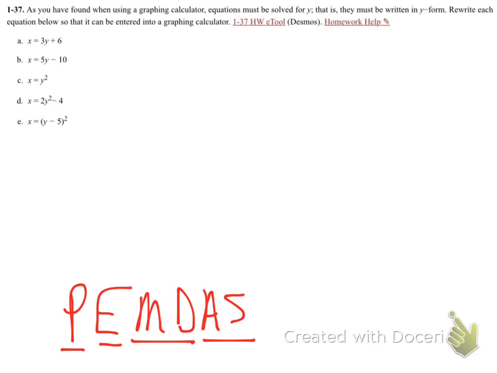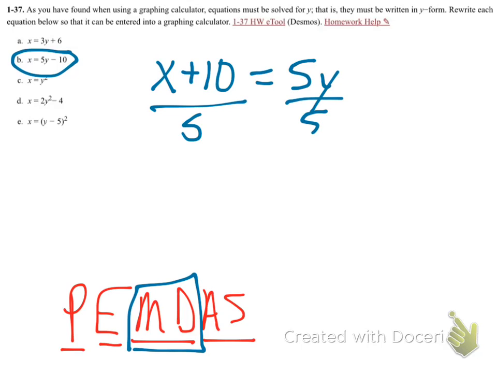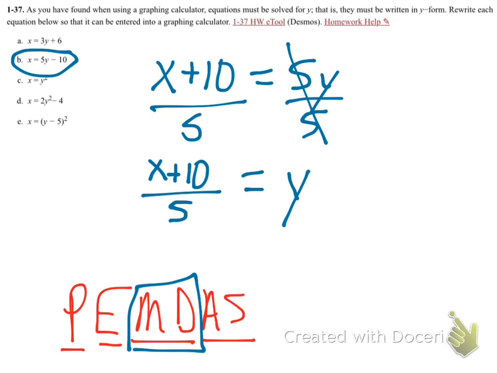For problem B, the first step I'm going to do is add 10. So I have x plus 10 equals 5y, following the same pattern as A. And now, just like before, I'm going to take care of any multiplication or division. So divide everything by 5, leaving me with y equals, those reduce down to 1, x plus 10 in the numerator, 5 in the denominator.